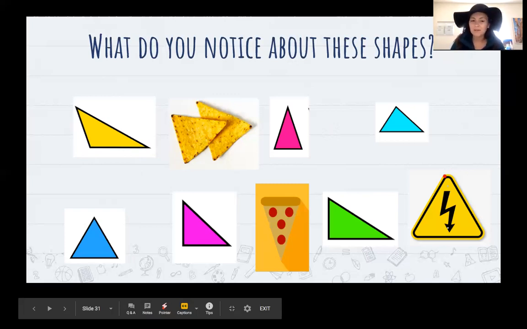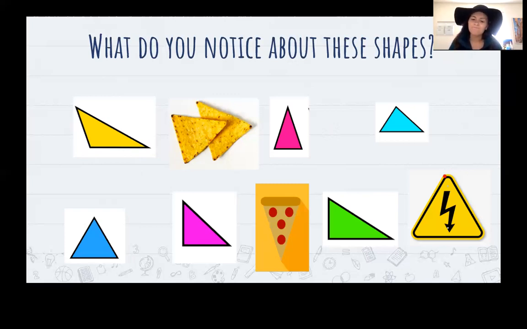What shape has 3 sides and 3 vertices? If you said a triangle, you're right. Those are all different types of triangles. Do they all look exactly the same? No, they don't. But do they all still have 3 sides and 3 vertices? Yeah, they do. So that tells me that triangles can be different shapes and sizes, but at the end of the day, they are still a triangle if they have 3 sides and 3 vertices. Nice job. That was an easy peasy warm-up.